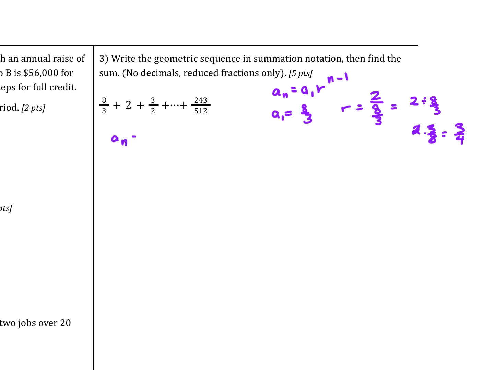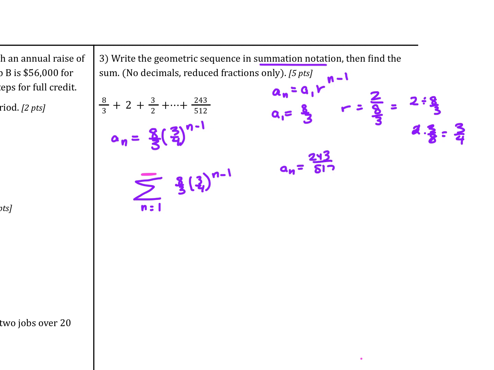So we can write our general equation as a sub n, a sub 1 is 8 thirds, times 3 over 4 raised to the n minus 1. So we want to write it in summation notation. So n equals 1, and we write our equation 8 thirds, 3 fourths to the n minus 1. And what we need to find is the number on top, right? So here's our lower limit where we start, and this is where we stop. We do know a sub n, we just don't know what the n value is. Where does it stop? So a sub n is 243 over 512.